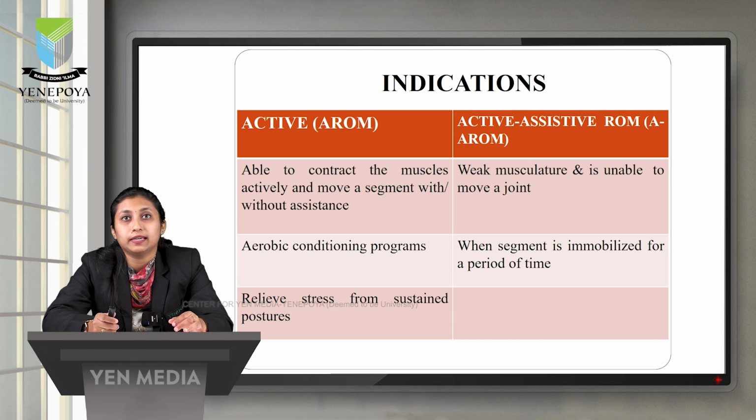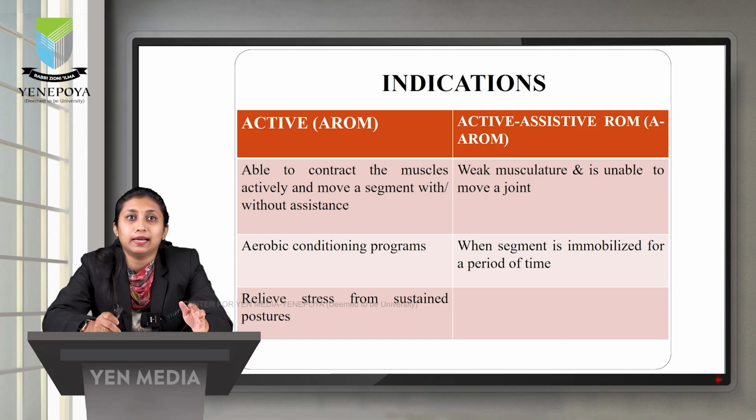Whereas the indications of active range of motion and active assistive range of motion are slightly similar. In active, the patient has the ability to contract the muscle, that is, to do it actively, and to move a segment with or without assistance. Whereas in active assistive, it is a weak musculature, but the patient is actively able to do the motion, may not be full, so they need assistance actively.